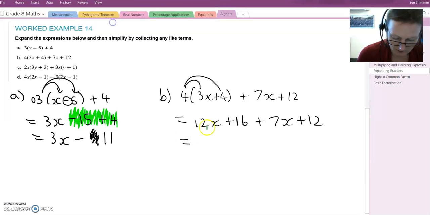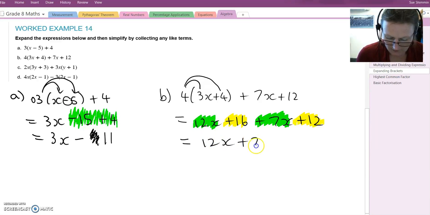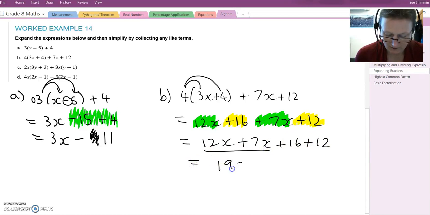So let's look at our like terms. That term's got an x, that term's got an x, remembering to take the sign in front with it. And then both of these terms have no pronumerals, so they are like terms. So let's rewrite it with like terms next to each other. We have 12x plus 7x plus 16 plus 12. Combining our like terms, 12x plus 7x is 19x, and then the 16 plus 12 is 28.